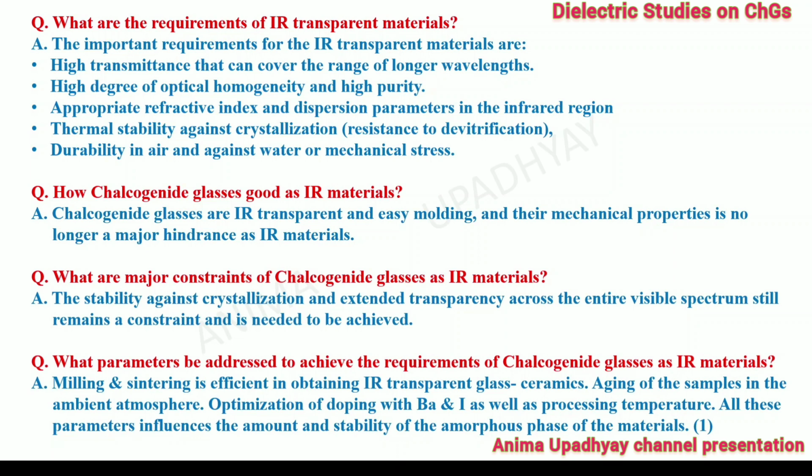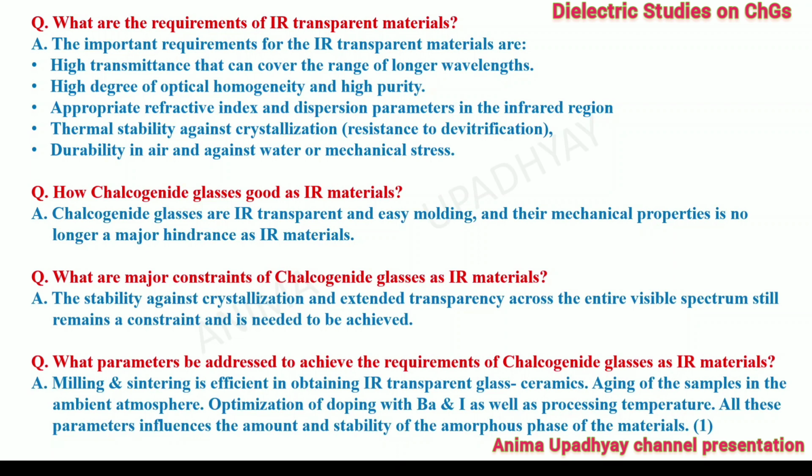How are chalcogenide glasses good as IR materials? Chalcogenide glasses are IR transparent and easy to mold, and their mechanical properties are no longer a hindrance as IR materials. What are the major constraints of chalcogenide glasses as IR materials? The stability against crystallization and extended transparency across the entire visible spectrum still remain a constraint and need to be achieved.